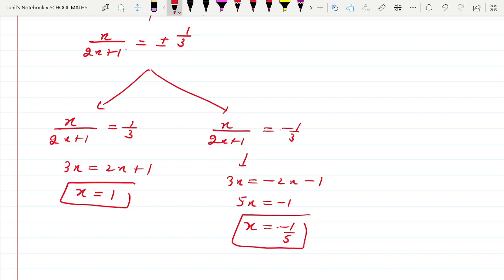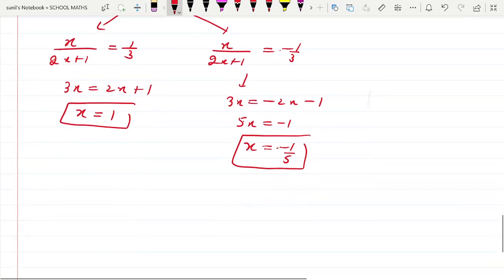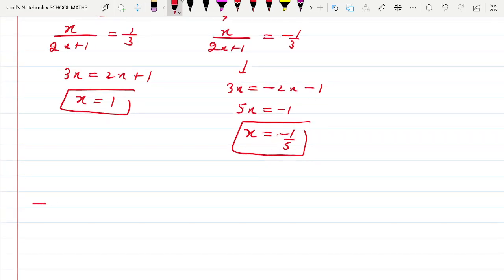Now let us do some analytical problems. We have a question for you. The question is, if mod x is equal to, say, 2k minus 4, find the values of k.